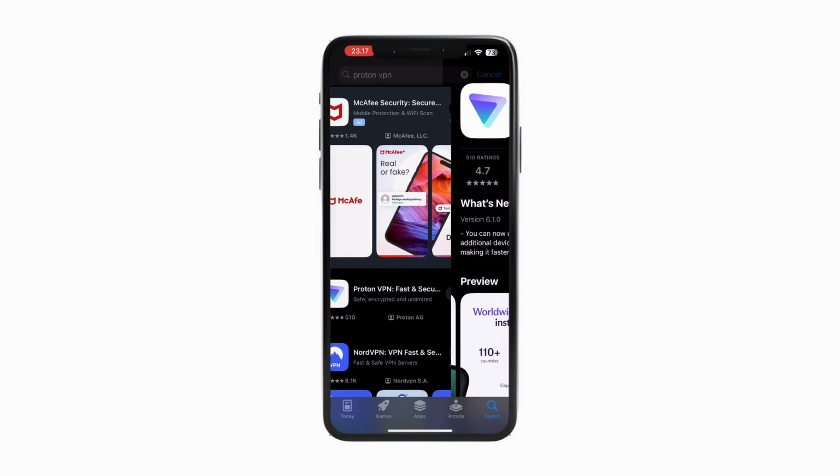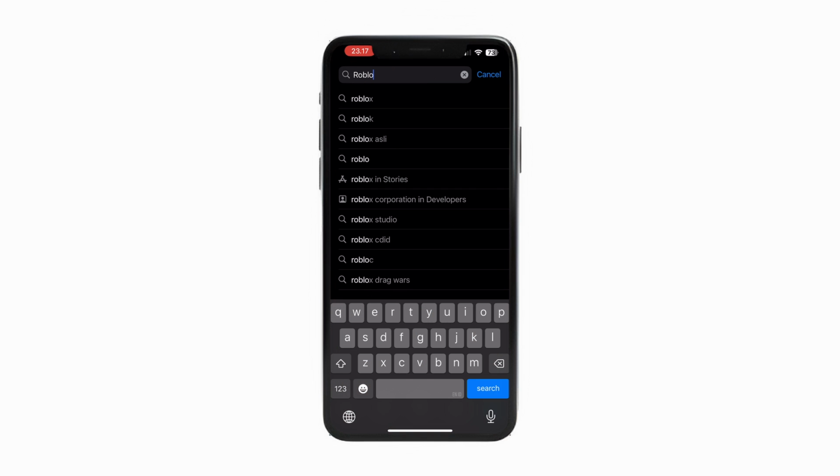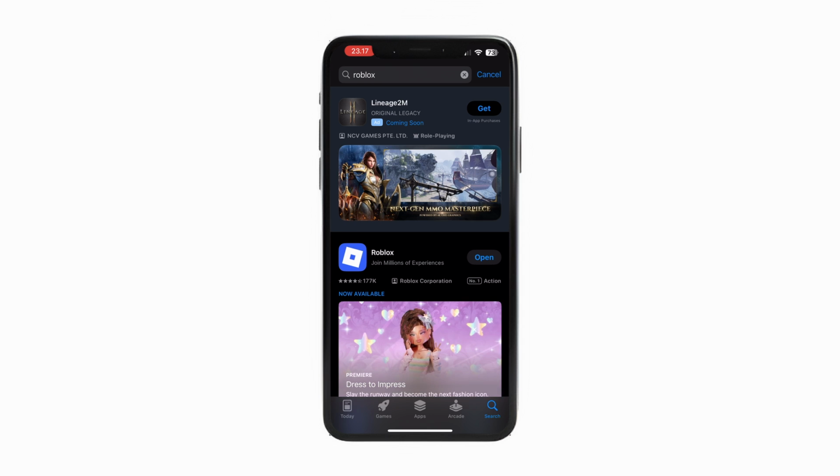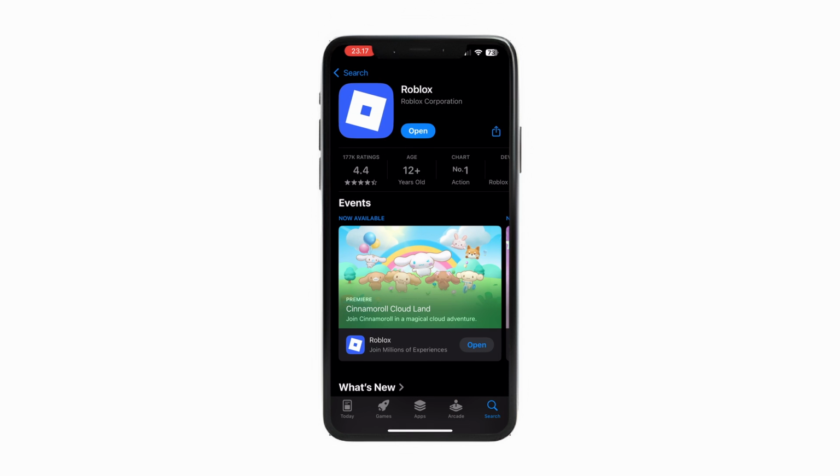And then you can also create a new account. If the ban is account specific, creating a new Roblox account might grant you access to the game. However, this won't help if the ban is IP or hardware ID-based.